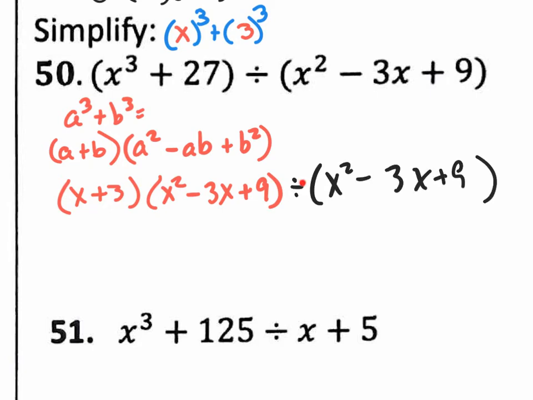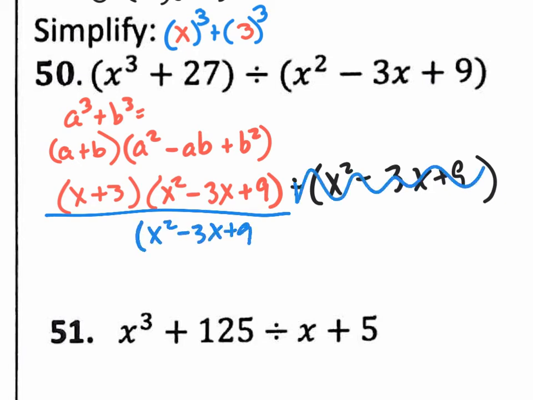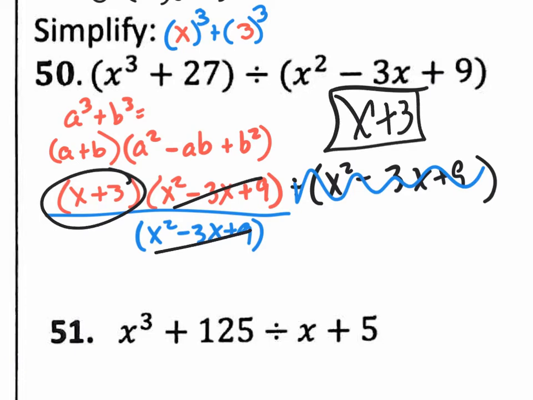So whenever you divide, it's really like a fraction. So instead of writing it over here to the side, you could also just write it as a fraction, all of that over x squared minus 3x plus 9. And as you can see, we have the identical quadratic trinomial over the identical quadratic trinomial. We are able to eliminate them. So that means that your final answer is just x plus 3. X plus 3 is the final answer right there for number 50.